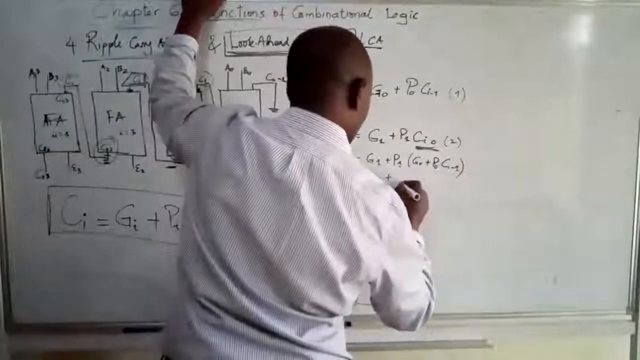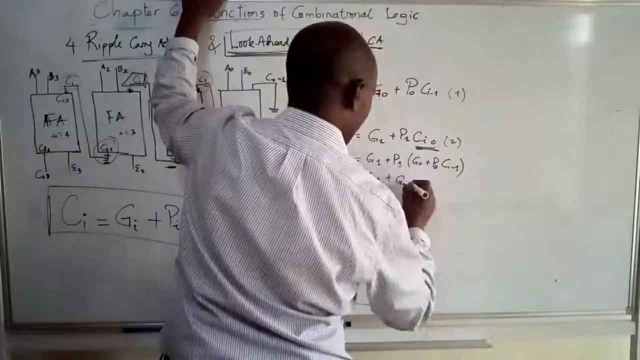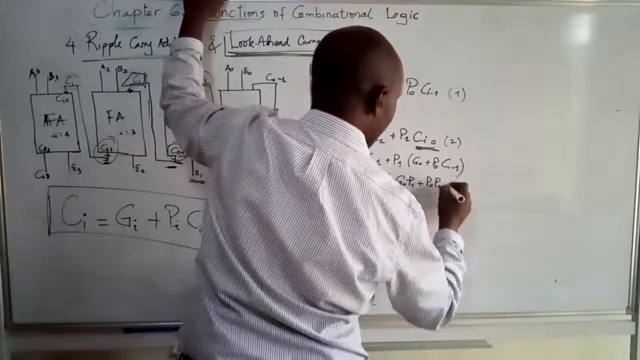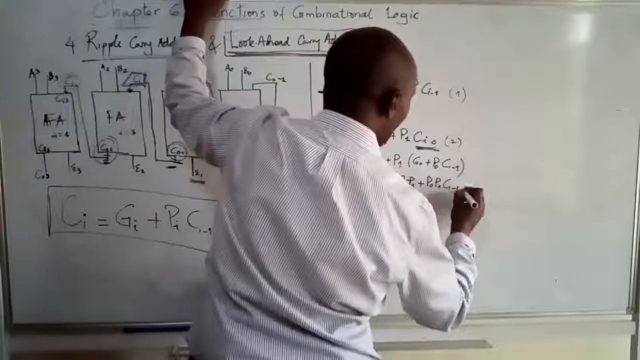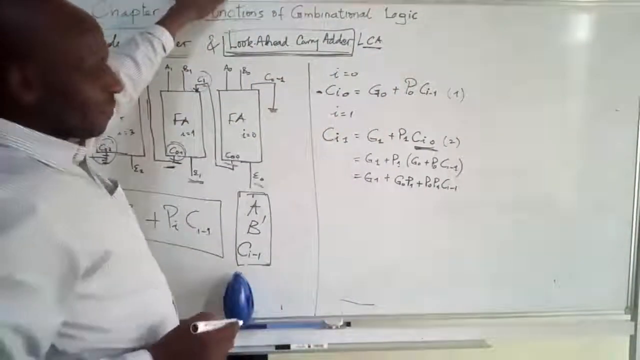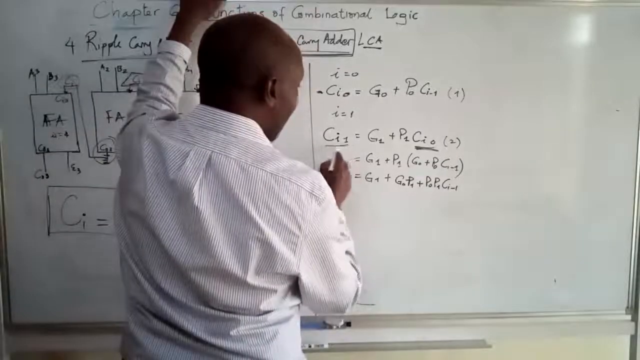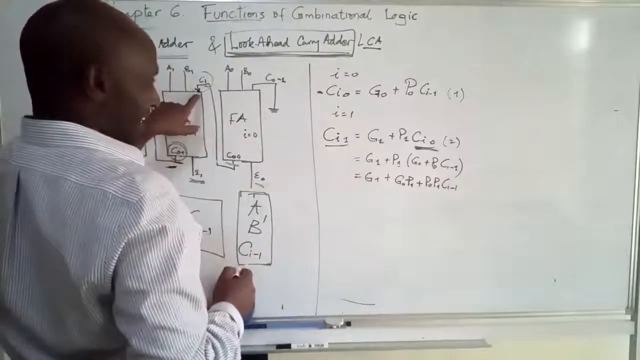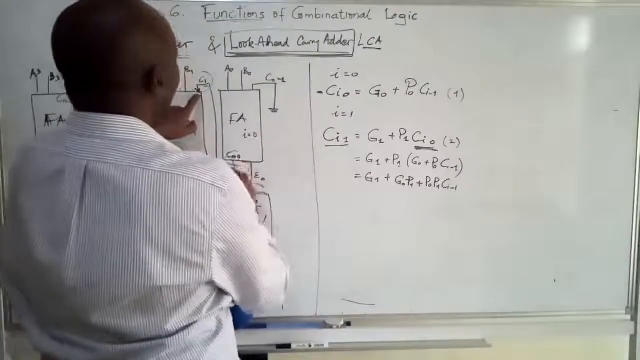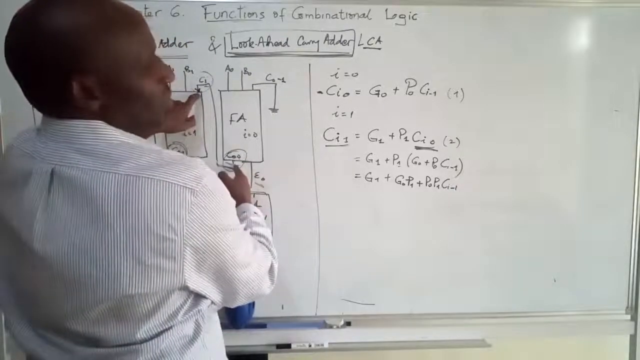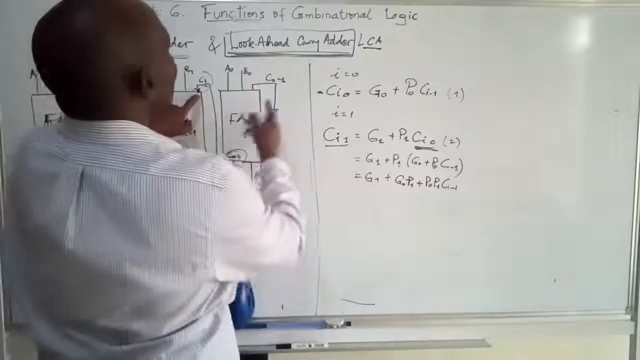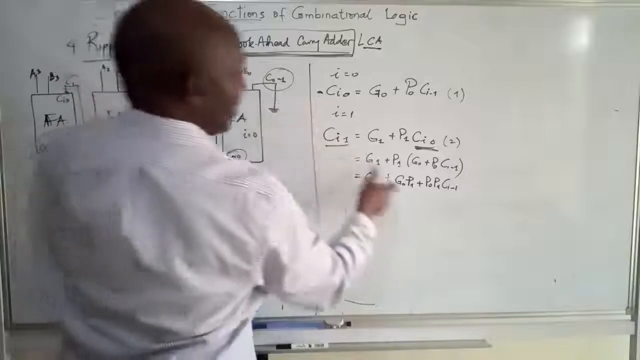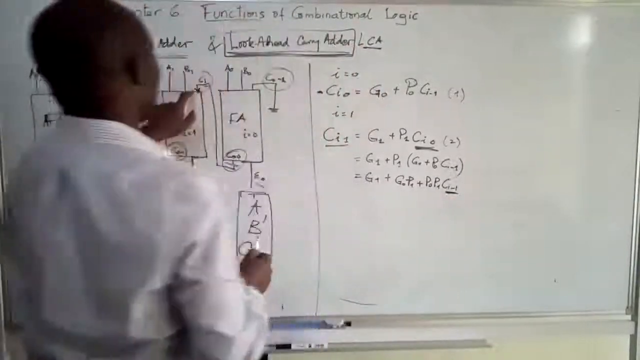Distribution, please. Okay, G0, let us start by 0. P1 plus P0, P1, C in minus 1. So you can see that you can get the carry in of the second without having this carry out. It is not needed, because if you have the carry in of the previous one, you can get the second one.